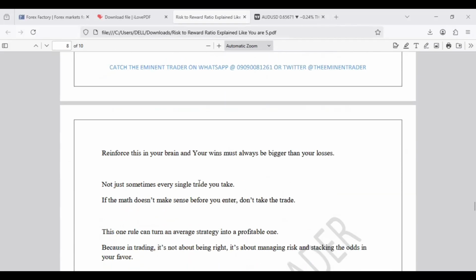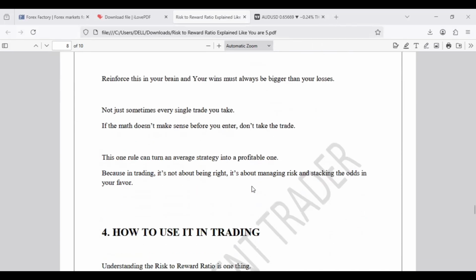So I want you to reinforce this in your brain and say to yourself, my wins must always be bigger than my losses. Repeat after me. My wins must always be bigger than my losses. And not just sometimes, every single trade you take. So if the math doesn't make sense before you enter, don't bother taking the trade. So this one rule can turn an average strategy into a profitable one.